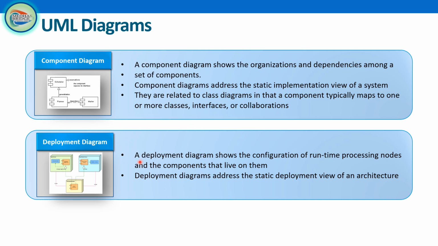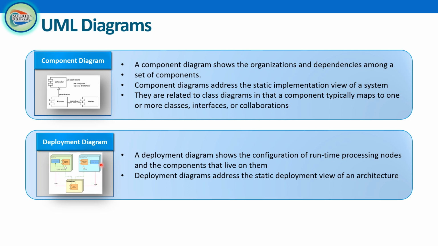On the other hand, a deployment diagram shows the configuration of runtime processing nodes and the components that live on them. A deployment diagram addresses the static deployment view of the architecture.